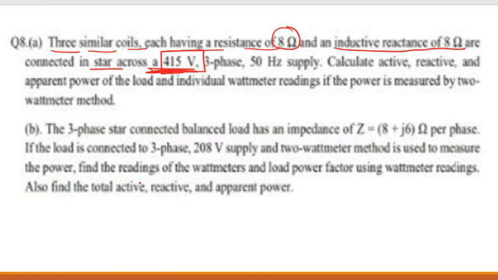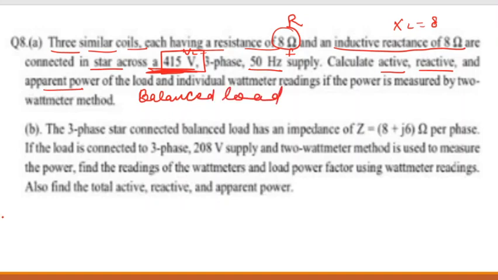Three similar coils, resistance is 8 ohm, XL is equal to 8 ohm and VL is equal to 415 volt, three phase, frequency is 50 Hertz. Now they are asking to calculate active power, reactive power and apparent power. First of all, we should know that this is the case of balanced load, right?